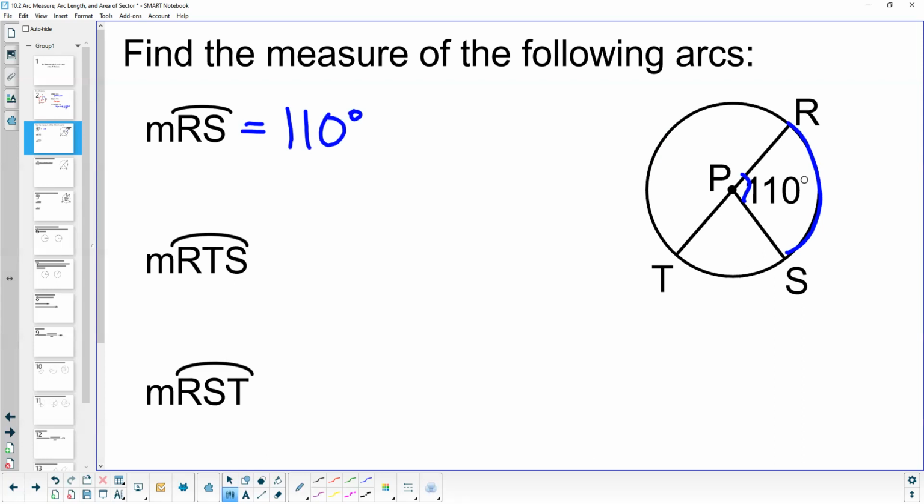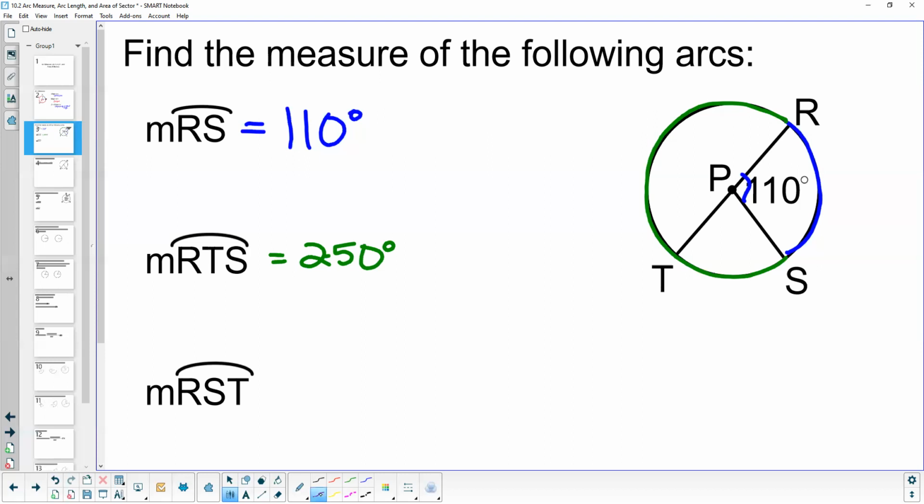Now, what if I wanted to find RTS? Well, that's going to be this outside arc, or the major arc. So to figure out that major arc, remember, the degrees around a circle is 360. So if our minor arc is 110, our major arc is just going to be 360 minus that 110, meaning that the measure of arc RTS is going to be 250 degrees because it's going all the way around the outside. The last piece that we want to figure out is what is the measure of arc RST.